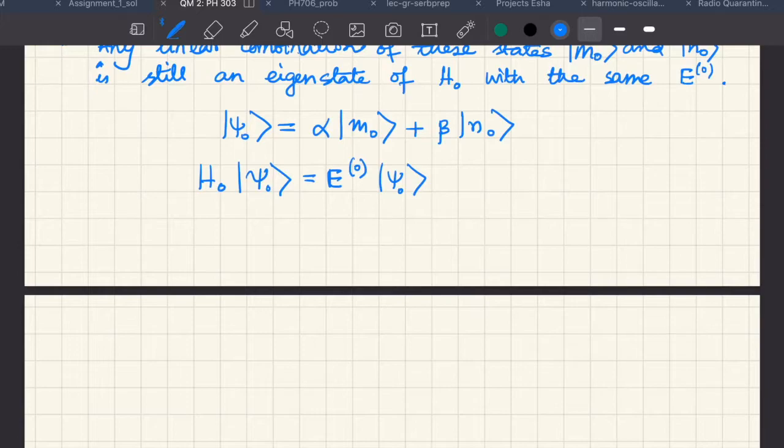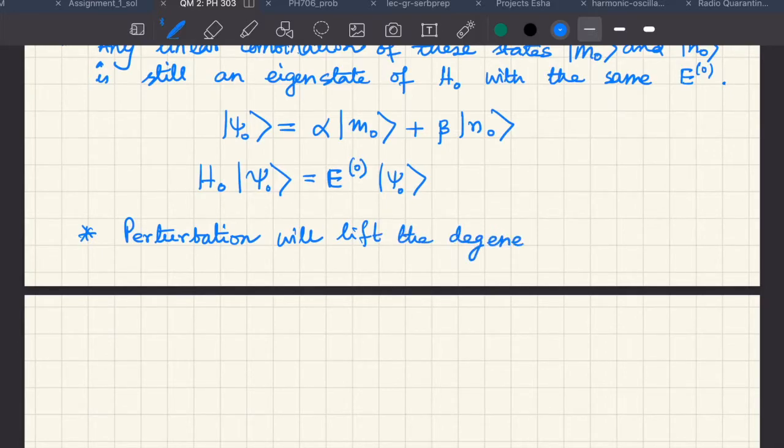Now we also have said that typically the perturbation will lift the degeneracy. That is another aspect of degenerate perturbation theory. Perturbation will lift the degeneracy. In fact, this happens in many scenarios, but it may also happen that the perturbation does not lift the degeneracy in the first order. But we are not going to discuss this in this class.